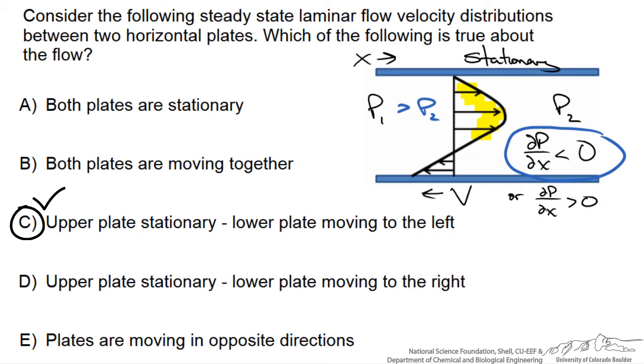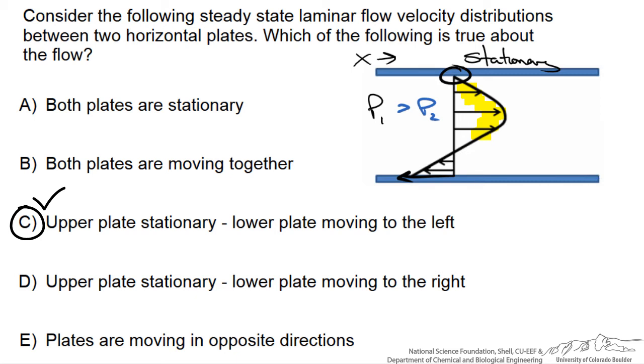However, you do see that we have some velocity near the bottom plate acting opposite to this pressure gradient. The no-slip boundary condition means the fluid takes on the velocity of the surface. At the top plate we see that the velocity is 0, which would indicate that our plate is stationary. At the bottom plate we have a velocity acting in the direction to the left, which indicates that our plate must be moving in the direction to the left.